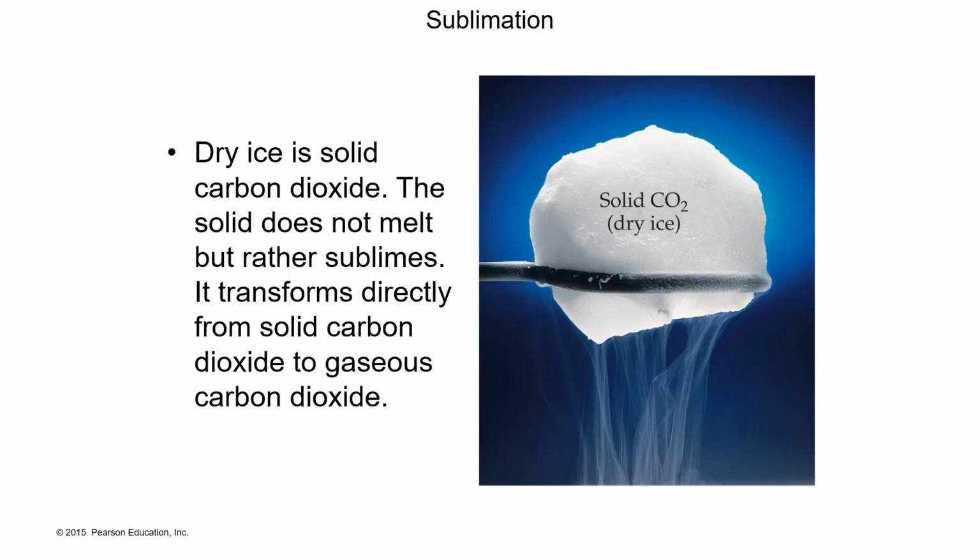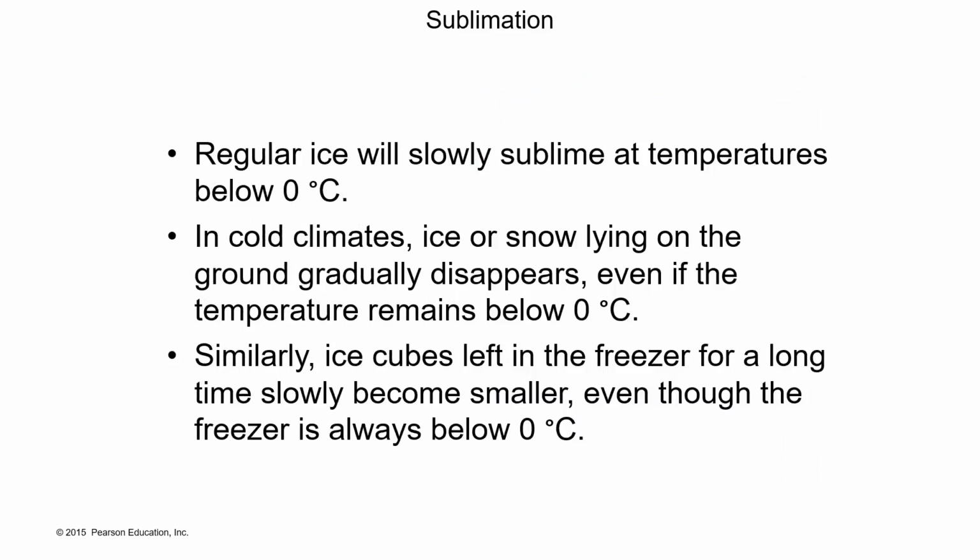So this is showing an example of sublimation. Dry ice is solid carbon dioxide. The solid does not melt, rather it sublimes. It transforms directly from solid to gas. Regular ice will slowly sublime at temperatures below 0 degrees Celsius. In cold climates, ice or snow lying on the ground gradually disappears, even if the temperature remains below 0. Similarly, ice cubes left in the freezer for a long time slowly become smaller, even though the freezer is always below 0.